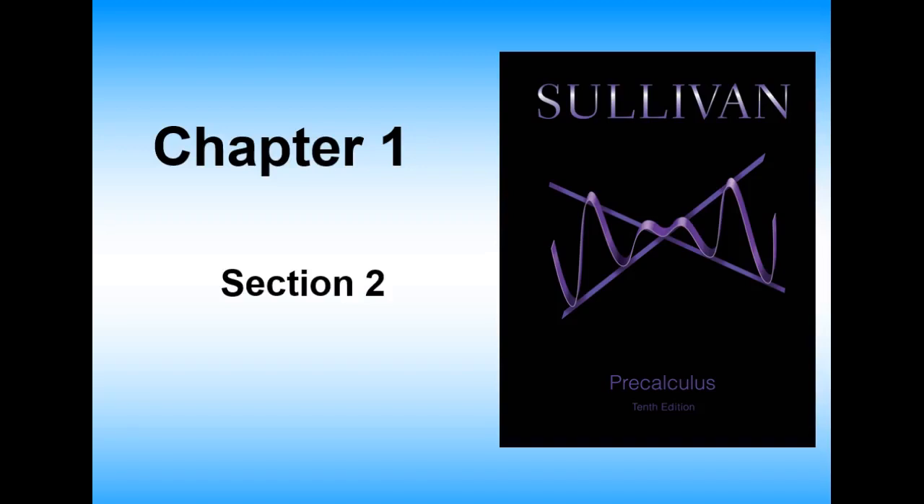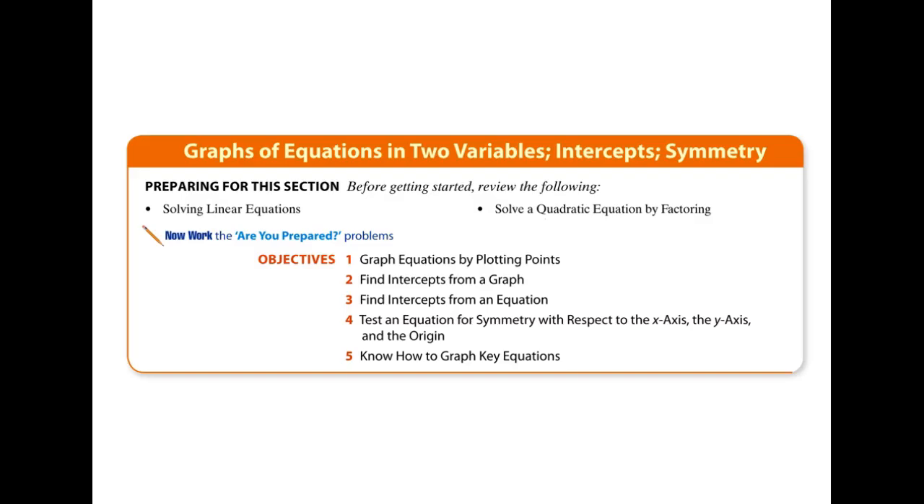All right, here we're looking at section number 2 in chapter 1. So our learning targets for today: first, we're going to graph equations by plotting points. Then we're going to look at intercepts from a graph, and then find intercepts from an equation. Then we're going to test equations for symmetry with respect to the x-axis, the y-axis, and the origin. And we're going to see why that's important.